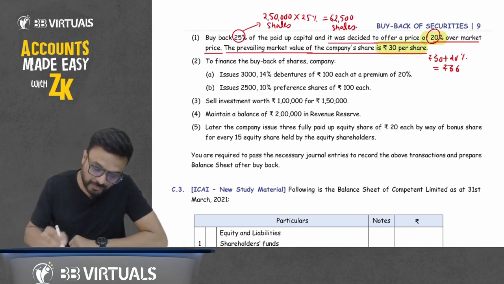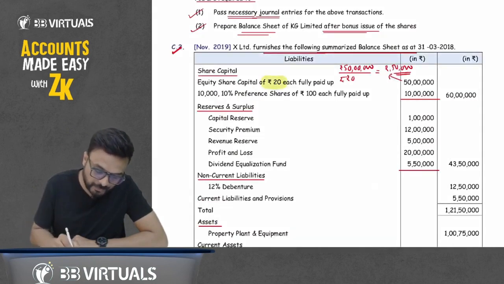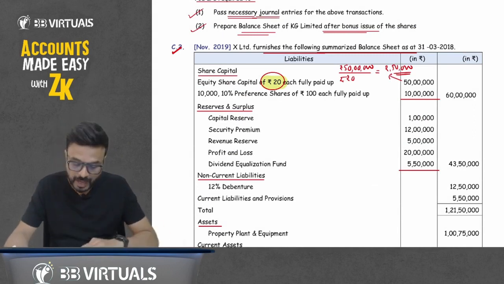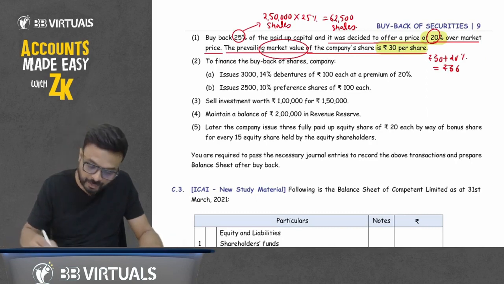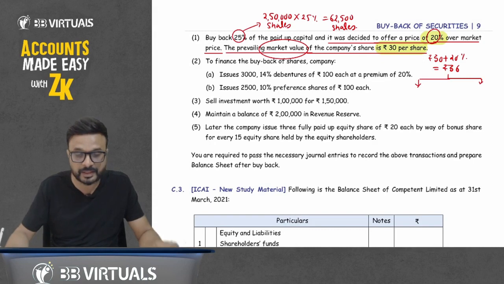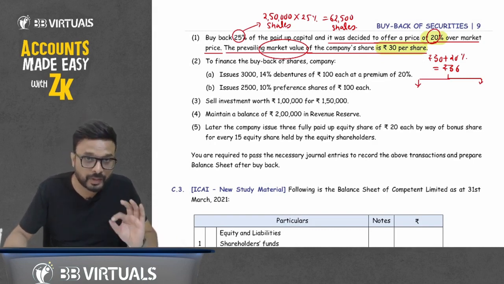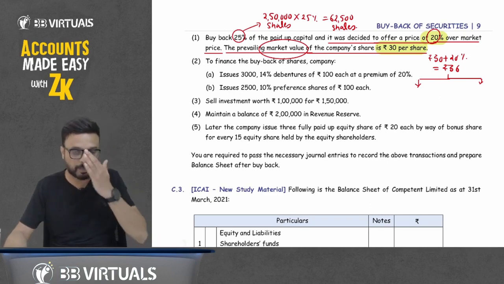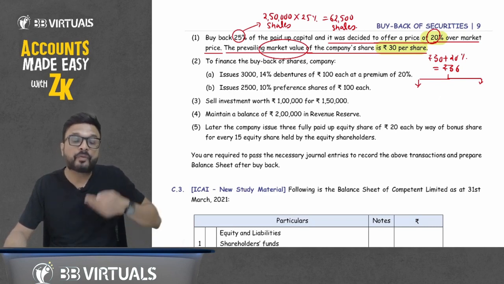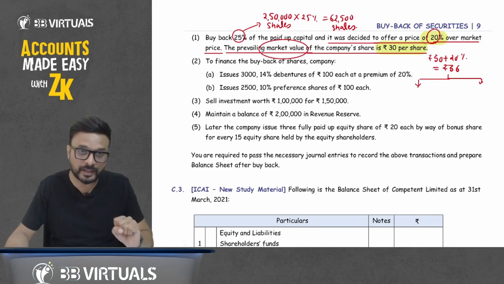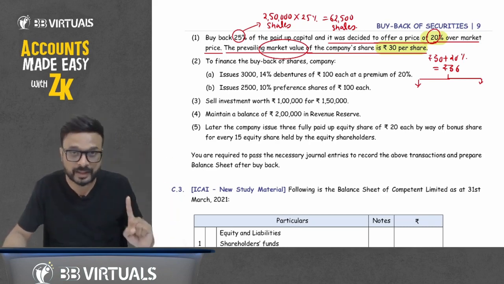And remember that there is a difference between market price and face value. The face value of share is rupees 20, and we are doing buyback at rupees 36. Don't say, sir, if the market price is rupees 30 and we are offering 36, we are giving rupees 6 premium on buyback. No, we are giving rupees 16 premium on buyback. What do you mean by premium on buyback? Whatever amount we are paying over the face value of share, not the market price. The face value of share is rupees 20. The market price is 30 and we are giving 20% more than the market price. The total comes to 36.